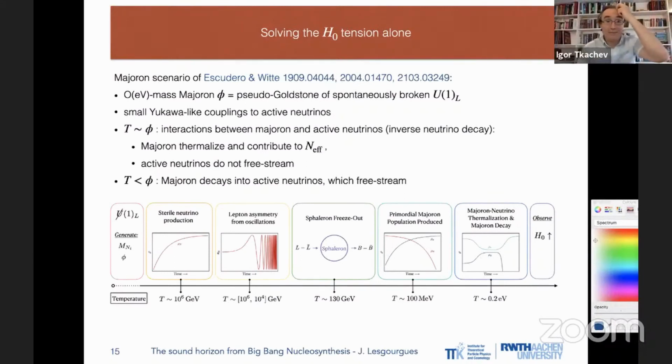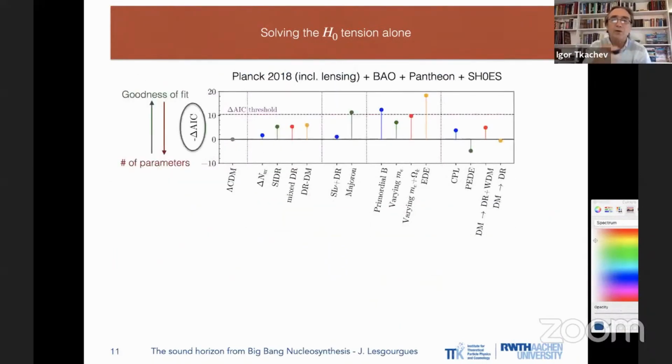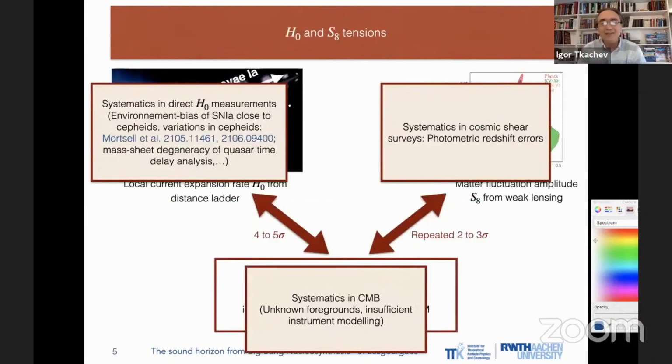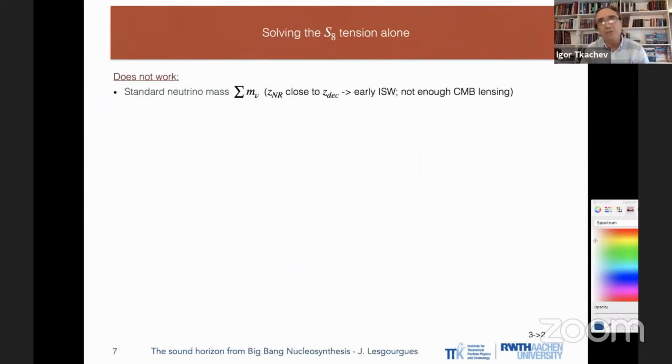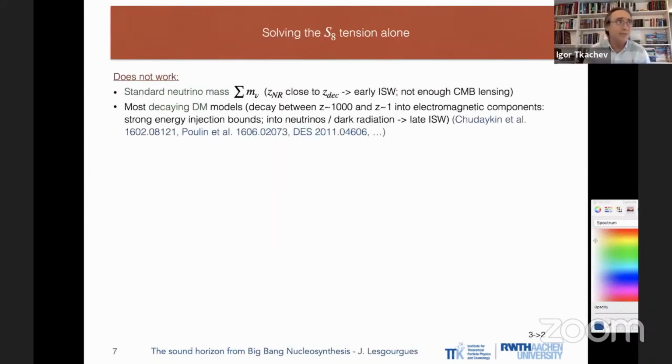Thank you. Yeah, Julien, just taking my position as chairman, I'd like to maybe defend a little bit the decaying dark matter model on which I was working. Can I view this Majoron as just a modification of decaying dark matter? Yes, you can certainly.